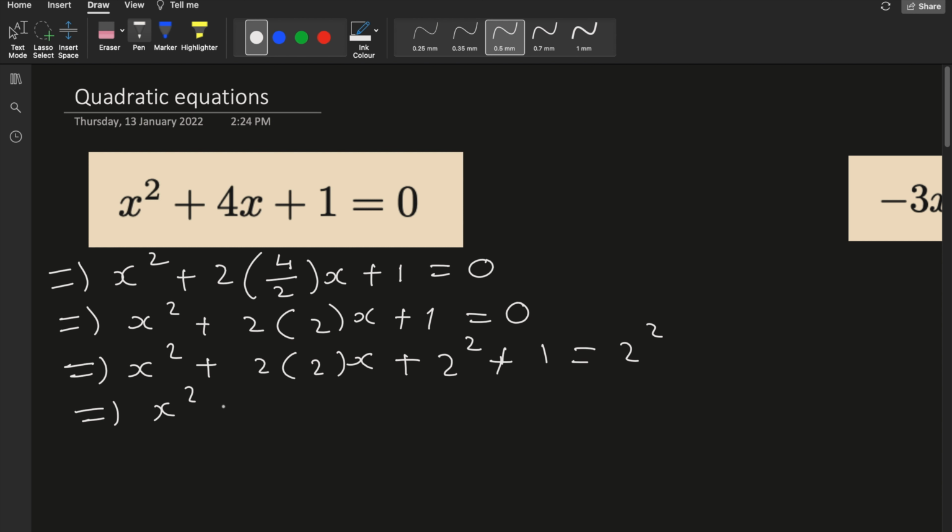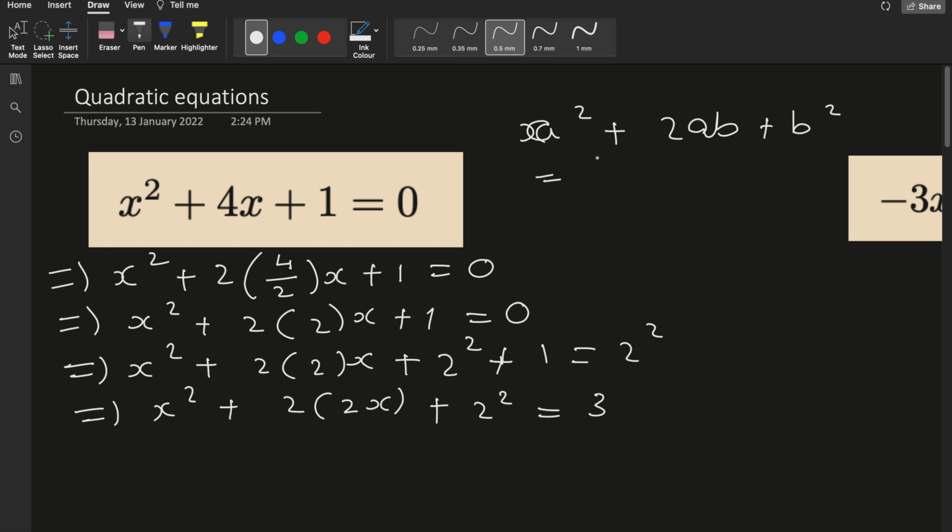This is x squared plus 2 into 2x plus 2 squared equals 3, since 4 minus 1 is 3. You might notice that it's in the form of a squared plus 2ab plus b squared, which equals a plus b whole squared. This is what we're essentially trying to do. So we can write this as x plus 2 whole squared equals 3.